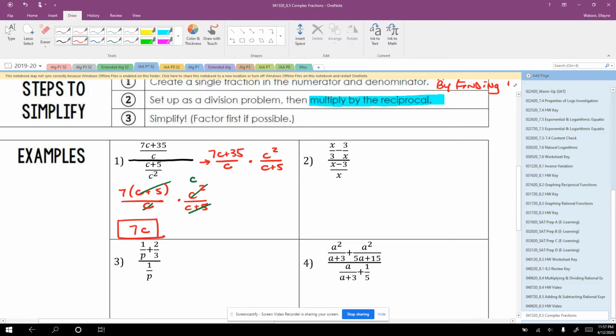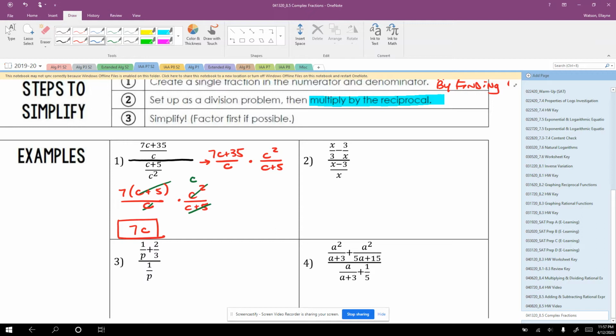Okay, so that one's pretty nice, right? Now, that's not necessarily what we're going to focus on, but I want to make sure you understand that once you get it to a point where the numerator is a single fraction and the denominator is a single fraction, then you can just multiply by the reciprocal. Okay, so let's look at number 2 now. So here we need to do a little work.